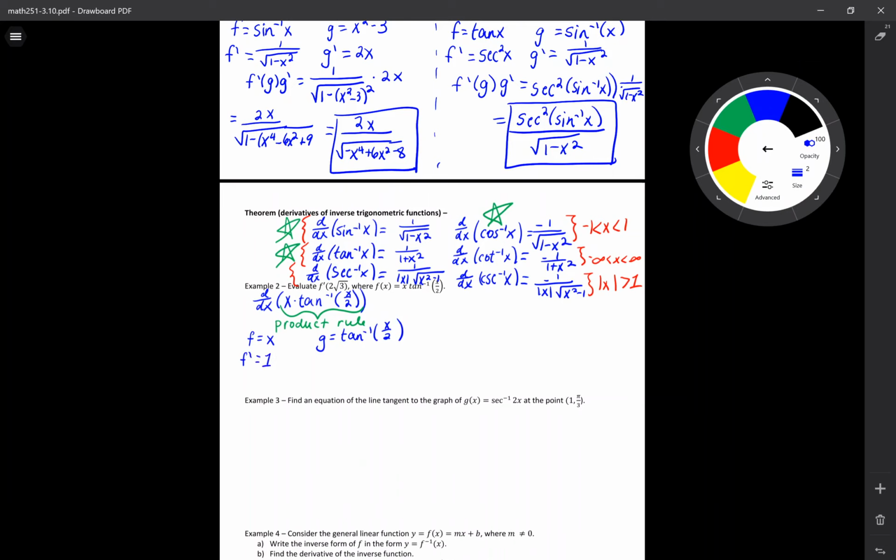And to find g prime, since I have a function, x over 2, inside another function, tangent inverse x, I'm going to have to use the chain rule here. So here I'm going to call my outer function h. So my h is equal to tangent inverse of x, and my inner function j is x over 2. That means that h prime is equal to the derivative of tangent inverse x, if we look at the table up above, is 1 over 1 plus x squared. And j prime is equal to 1/2.